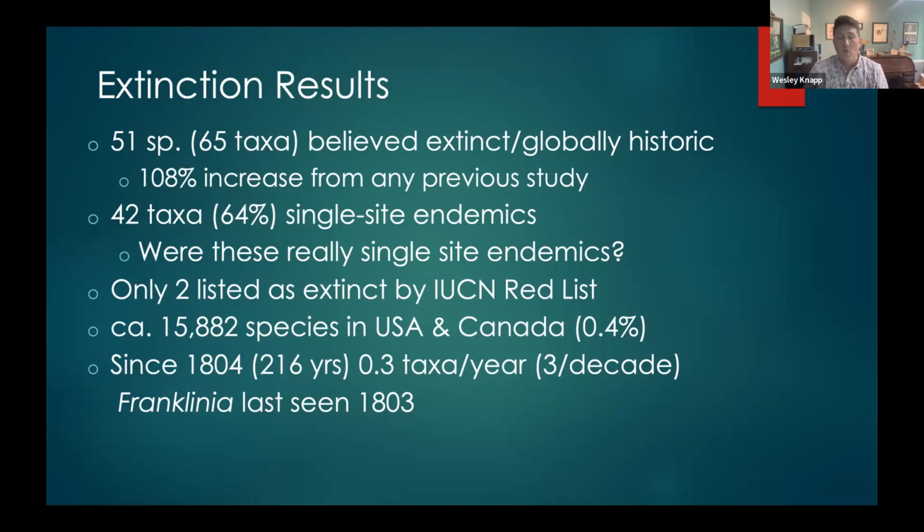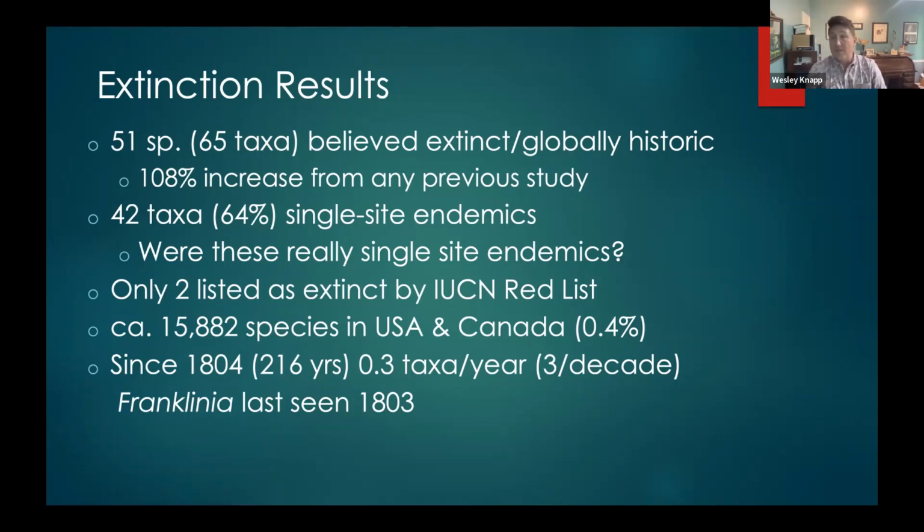And just to drive home the point about NatureServe data, only 2 of these plants were considered extinct on the IUCN Red List. So we actually worked to get a few more of these listed, and there's a lot more work to be done, frankly. When you look at the total flora of the US of 15,882 species or so, that gives you a rate of about 0.4% of the flora and an extinction rate at the time of publication of about 3 plants per decade. And that's a really important benchmark because, as you can imagine, we're going to see increased extinction rates as we move through the Anthropocene.